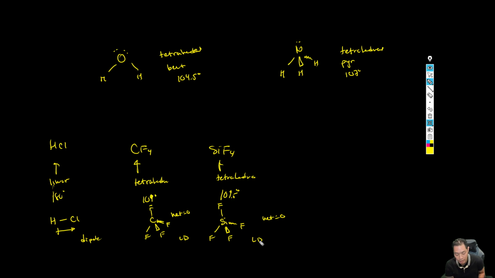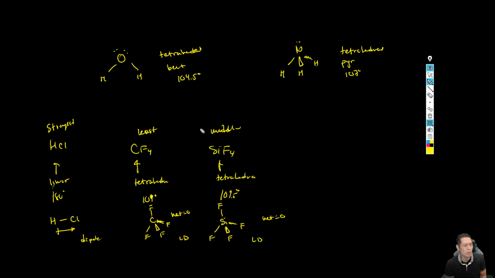So the one with the strongest intermolecular forces is going to be this one. So this will be the strongest. And then you're going to look at these two. Which one is bigger? Silicon's bigger, so this will be the middle, and then this will be the least. So if we're looking at boiling point, the strongest is going to win, and then middle and least.